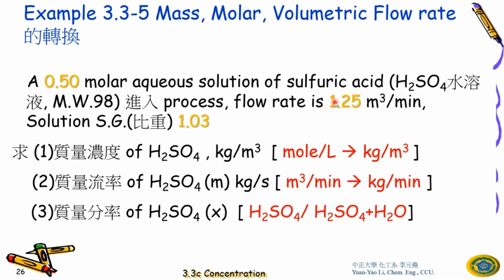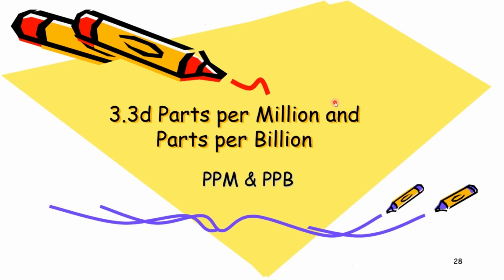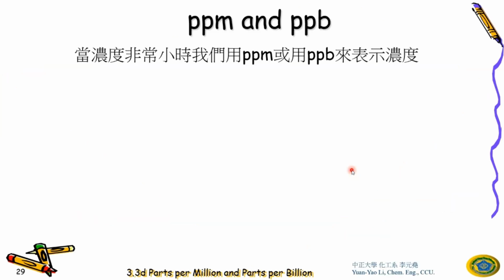Okay, so next important part is 3.3D. I'm sure you have heard of ppm and ppb. What is the definition of ppm and ppb? ppm stands for parts per million, and ppb stands for parts per billion. As long as you know the definition of million and billion, it will be easier for you to understand the definitions and descriptions.